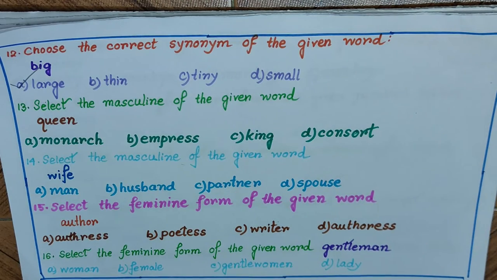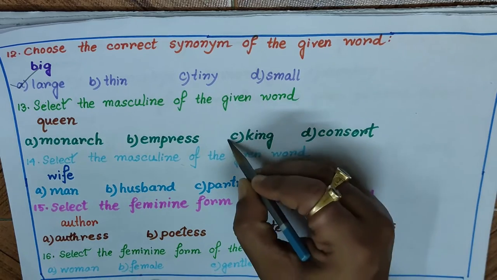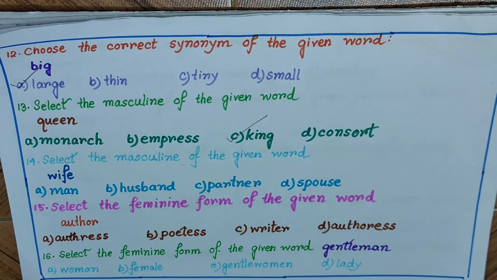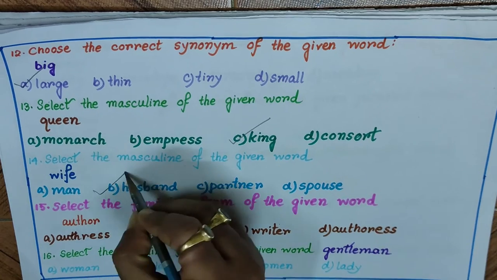13. Select the masculine of the given word. Queen. A, monarch. B, empress. C, king. D, consort. The masculine form of queen is C, king. So we will mark the option king. Next, 14. Select the masculine of the given word. Wife. A, man. B, husband. C, partner. D, spouse. So the masculine for wife is B, husband.